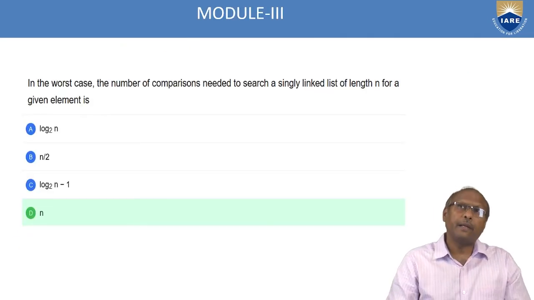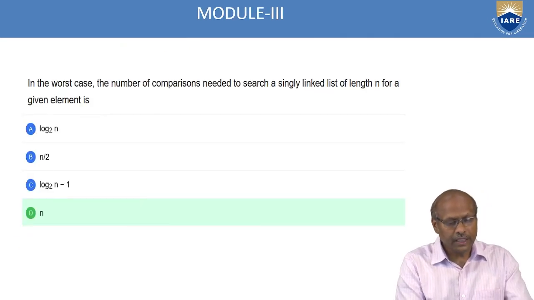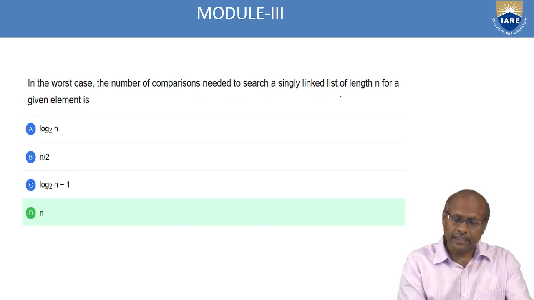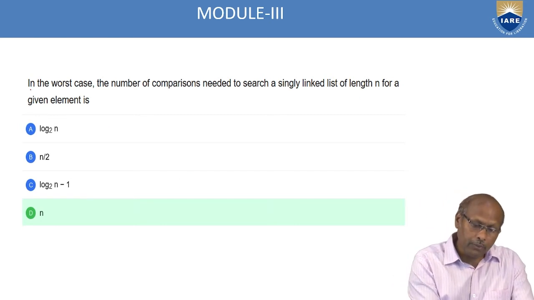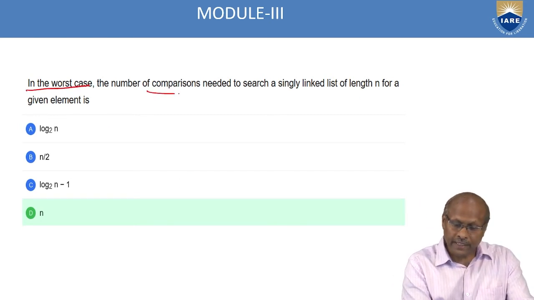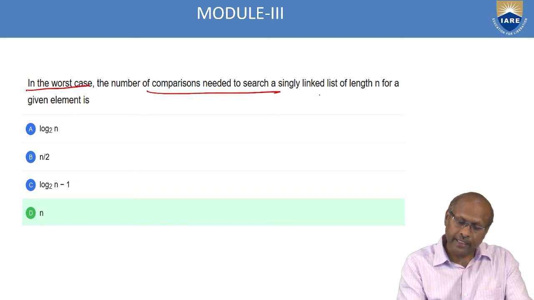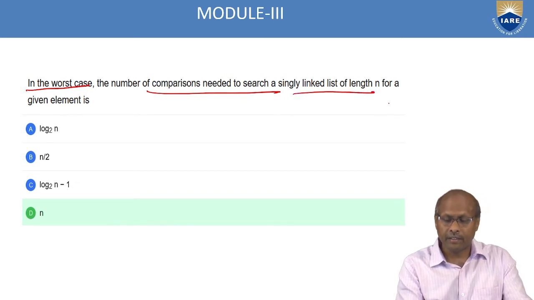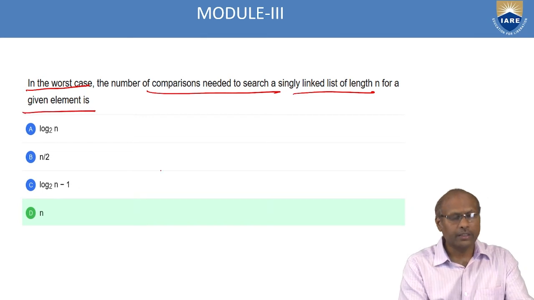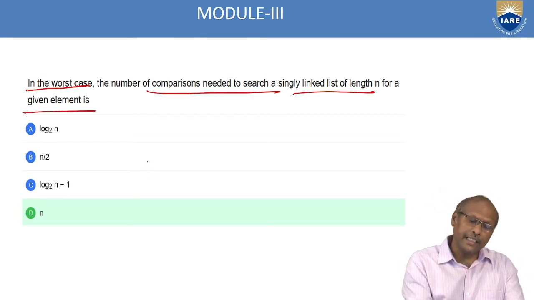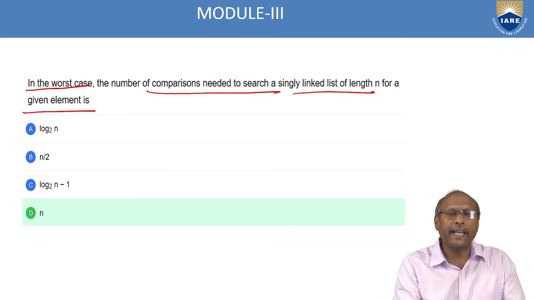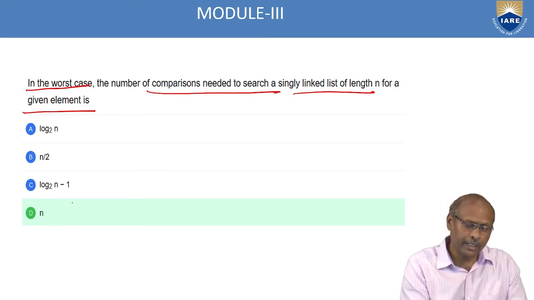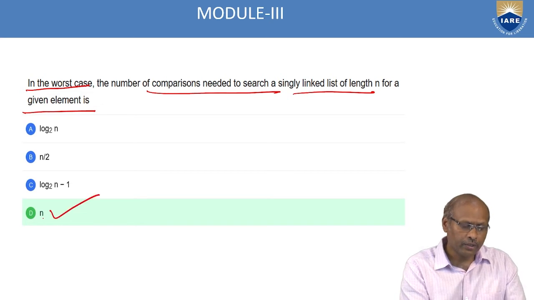Next, they may ask another question. In the worst case, the number of comparisons needed to search a single linked list of length n for a given element is how much? That means, in a linear linked list, you have to search from the beginning till the end. So, at most n comparisons are required for searching. So, the time complexity is order of n. So, this is the answer.